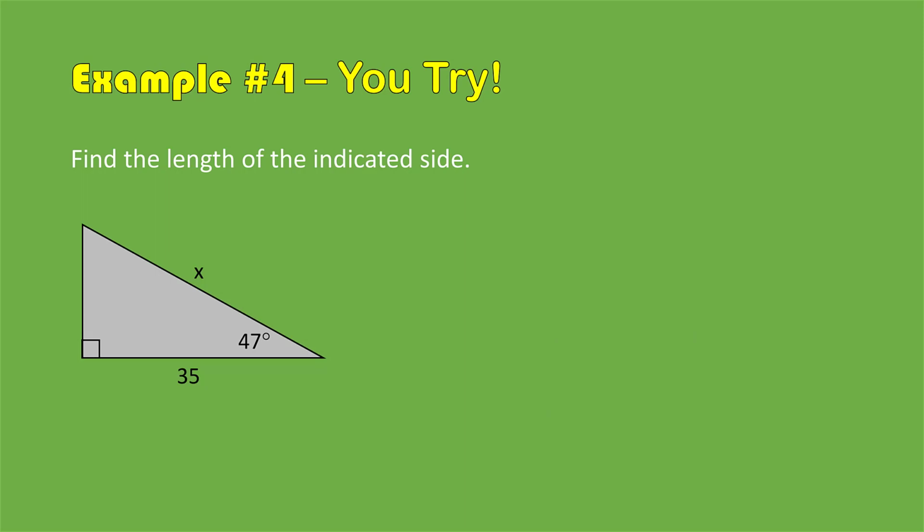First step, label the sides. Opposite, adjacent, and hypotenuse. The opposite side doesn't have anything on it, so we don't need that one. Now we have the adjacent and hypotenuse. Adjacent and hypotenuse is next to the C, which would be cosine in SOHCAHTOA. So let's set up our ratio. Cosine theta equals adjacent over hypotenuse. Plug in the values. Cosine 47 equals 35 over x.